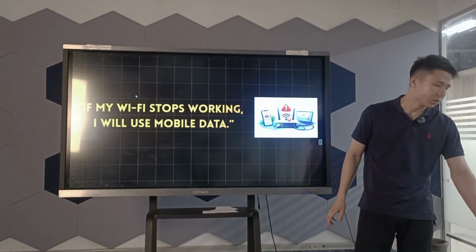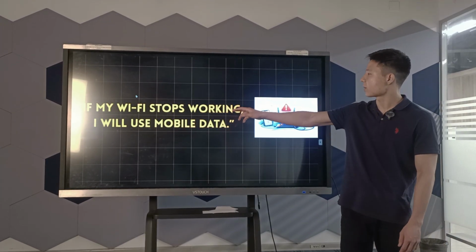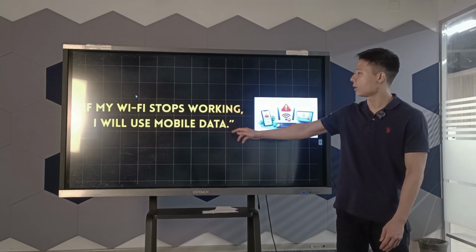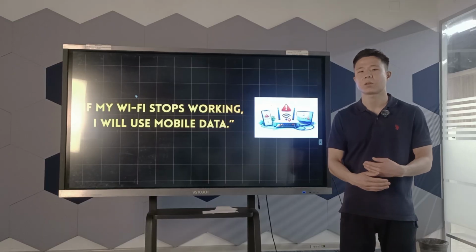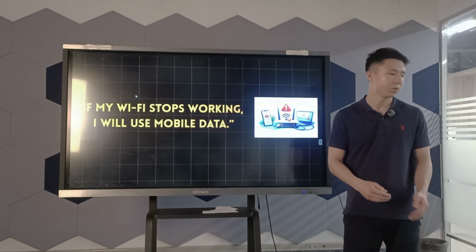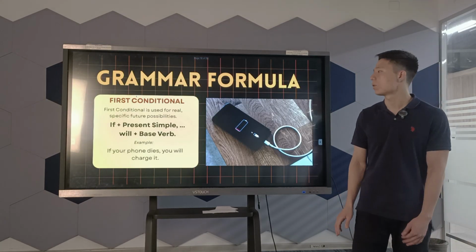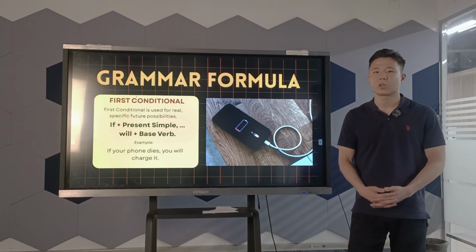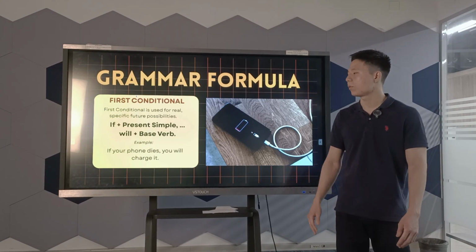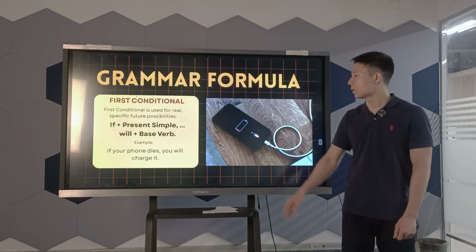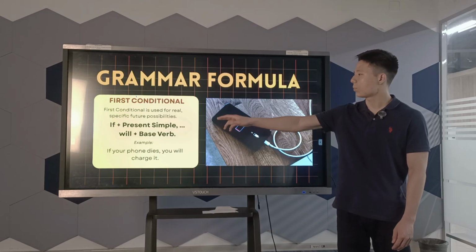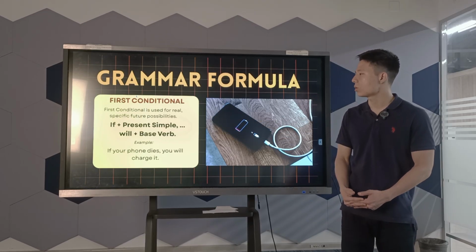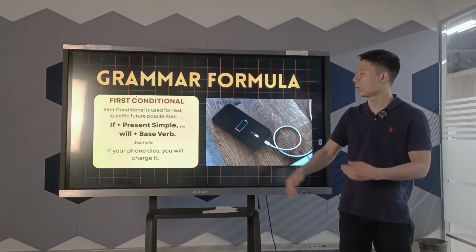For example, the structure. If my Wi-Fi stops working, I will use mobile data, but it's not like zero conditional, and it doesn't have to be a fact or general truth. It's more about future possibilities, what you can do. We call this one first conditional. So first conditional is used for real, specific future possibilities. Yep. The structure is if plus present simple and then will plus base verb. In the first part we describe the situation, and after that we say what we will do.